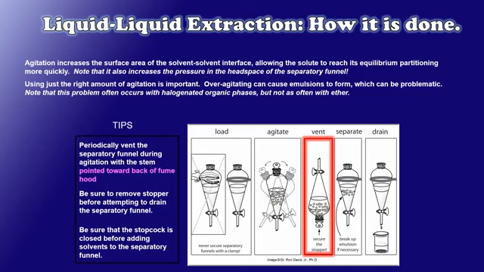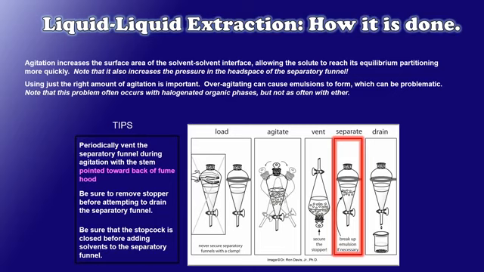Once we're confident that equilibrium has been reached, we allow those two phases to separate once again by returning the separatory funnel to the iron ring and allowing gravity to cause our two immiscible phases to separate based on their densities. Now, occasionally we get what's known as an emulsion, which is where very small droplets of one solvent and the other become sort of metastable and don't really want to separate well. And when this happens, we can usually break up an emulsion by very gentle agitation with a glass stir rod.